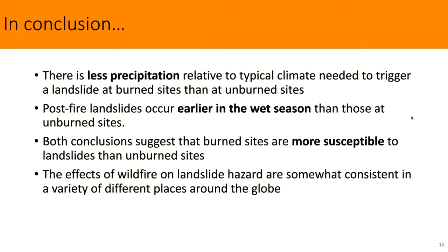So in conclusion, we found that first of all, there was less precipitation magnitude relative to the typical climate at each of these locations needed to trigger a landslide at burned sites than at unburned sites. And then we also saw that post-fire landslides occur earlier in the wet season than landslides at unburned sites. And both of those conclusions suggest at a broader scale that burned sites are more susceptible to landslides than unburned sites.